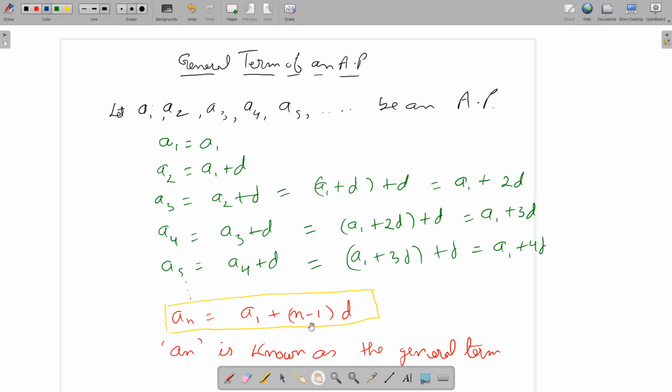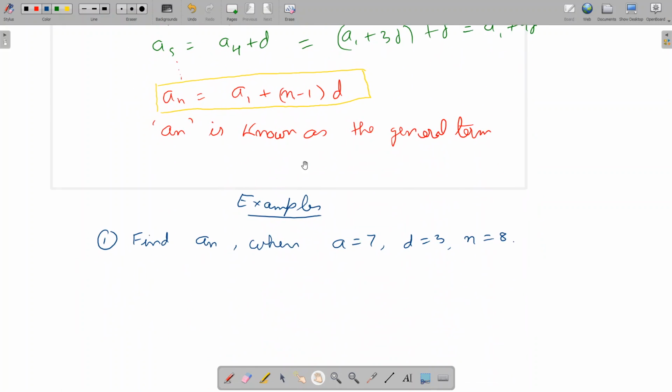Why are we multiplying D with n minus 1? Because if we reduce 1 from n, we get n minus 1. So this is known as the general formula for the nth term of an AP: An equal to A1 plus (n minus 1) D. Now let us do some questions based on this. The first one is: find An when A equal to 7, D equal to 3, n equal to 8.